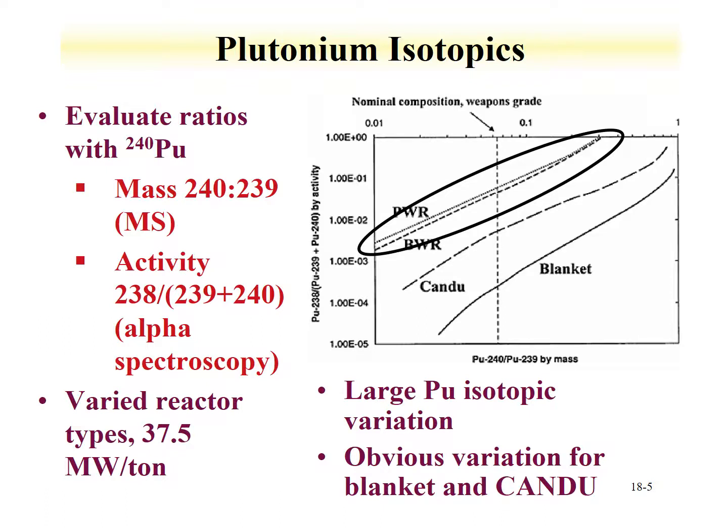But what is very evident is the differences between the light water reactor types and the heavy water reactor type, the CANDU, and then the differences further still between the reactor types and a blanket. So by looking at these activity and mass ratios for the plutonium isotopes, one can get an idea of the reactor that was used to produce the plutonium.